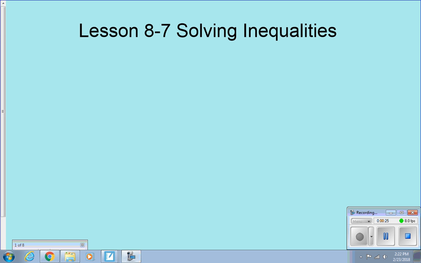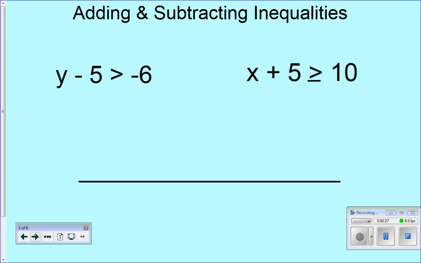All right, so first thing we're going to do is solve one-step inequalities. Okay? So the first one I'm going to do is this one. Make sure you get this one in your notebook. Okay, pay attention. We have y minus 5 is greater than negative 6.